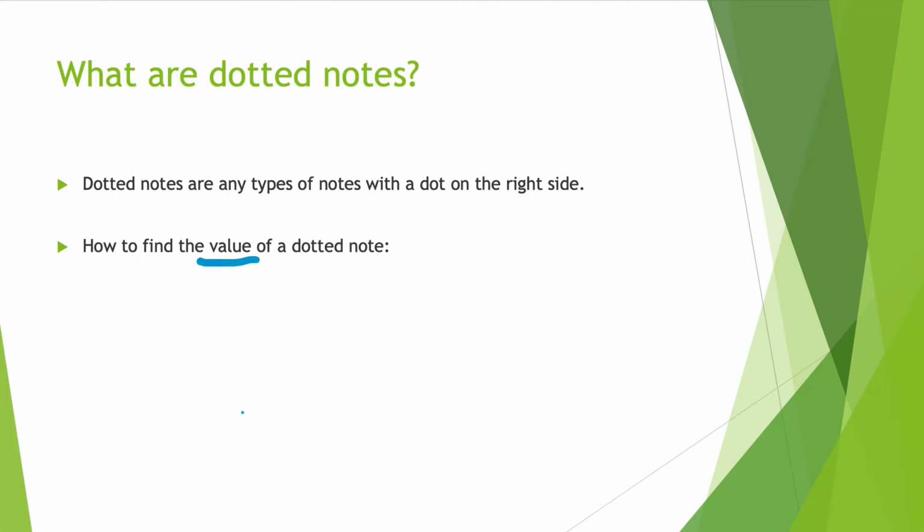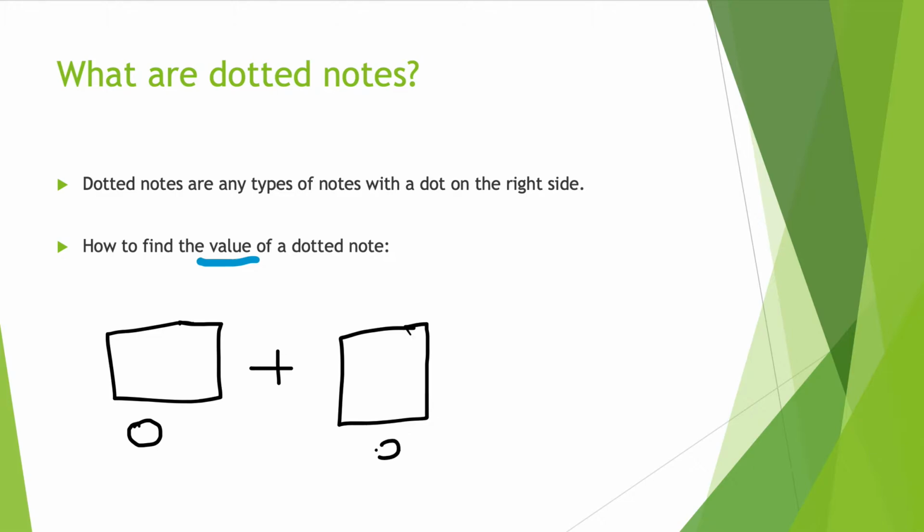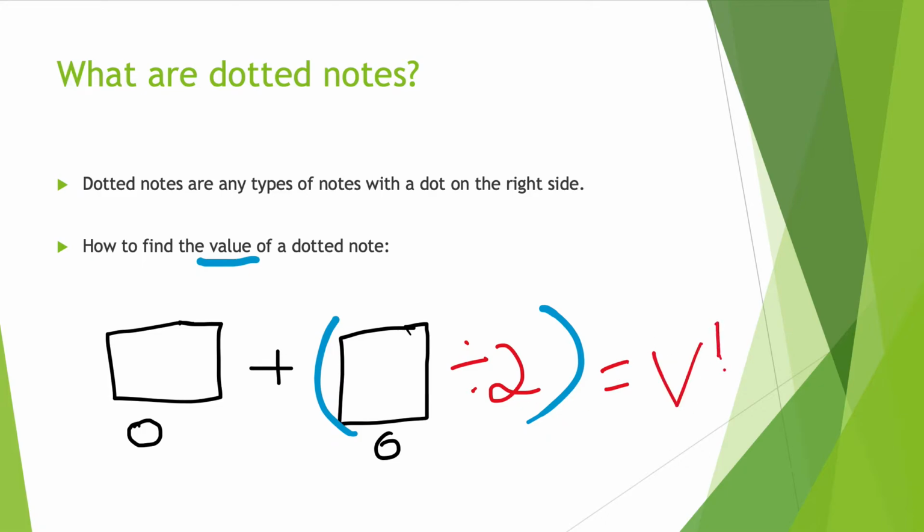So the standard formula for finding the value of a dotted note is taking the original value of the note, so we're going to put an O, plus that same value, but divide that by 2. We'll put this in parentheses so we don't get confused. When you add that up, that gets you the value. Here's a V for value. Yay!